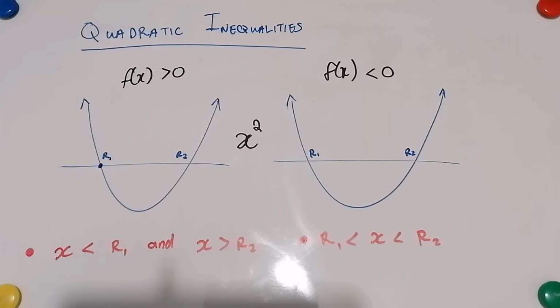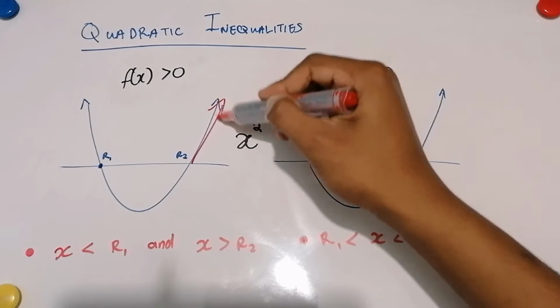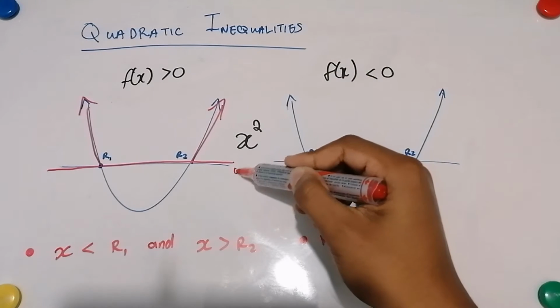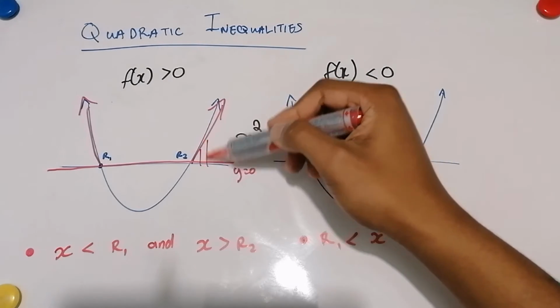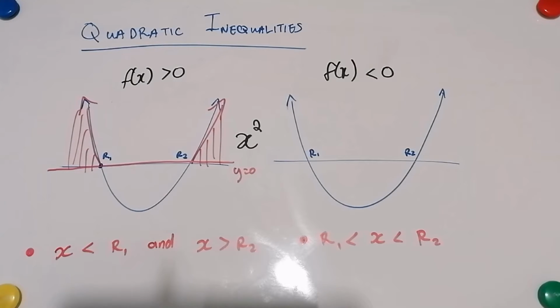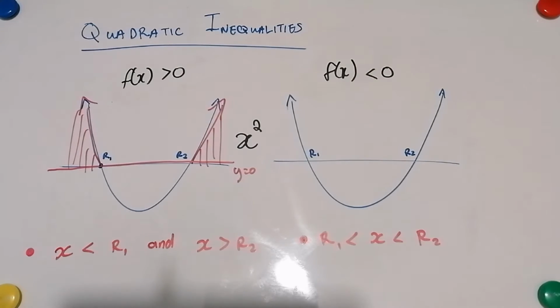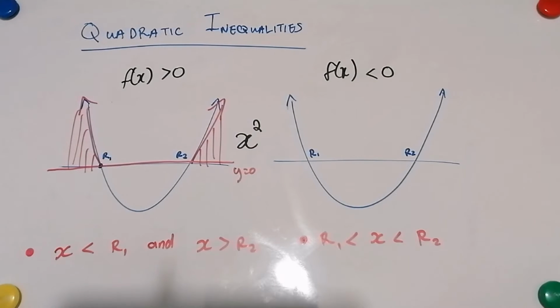Now, if it's greater than 0, then we have a look at these arms that are above the x-axis. Remember, the x-axis is where y is 0. So above the x-axis would be these arms and these x values. You look at the x values that are linked to these arms. Okay, so you need to know what your x-intercepts are. I wrote R1 and R2 as my two x-intercepts.